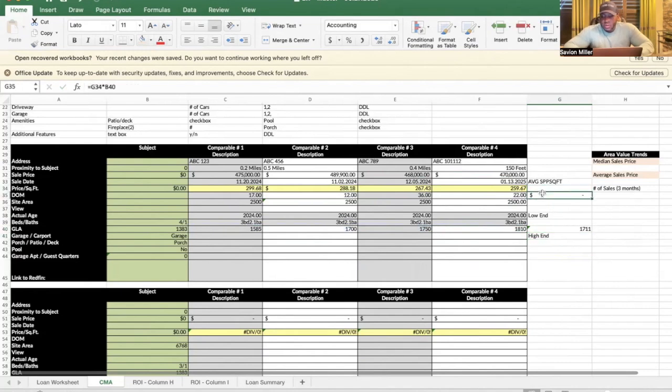Now you're going to go, okay, what's the average price per square foot? Same thing, average right here. Now, this is the average square foot. So let's get rid of low end, high end. We got the average price per square foot and the average square foot.